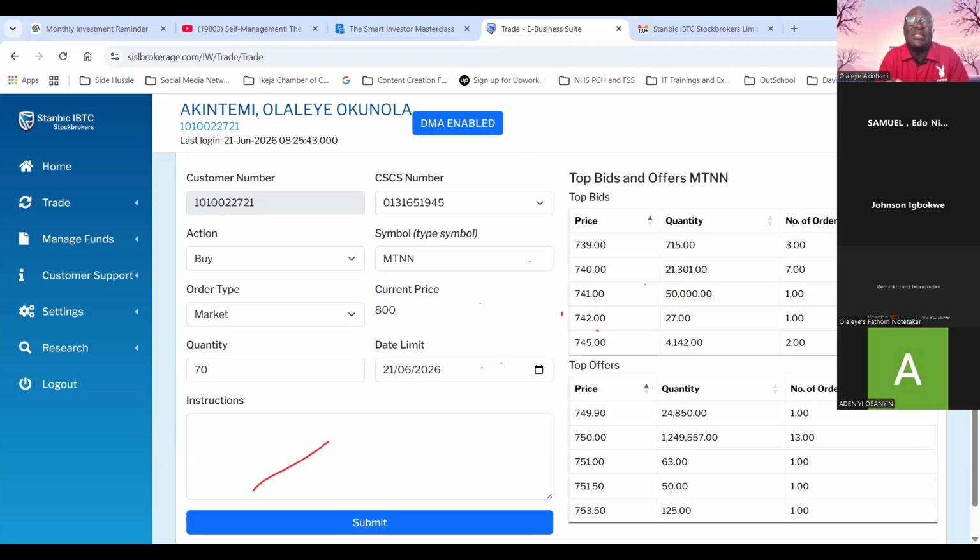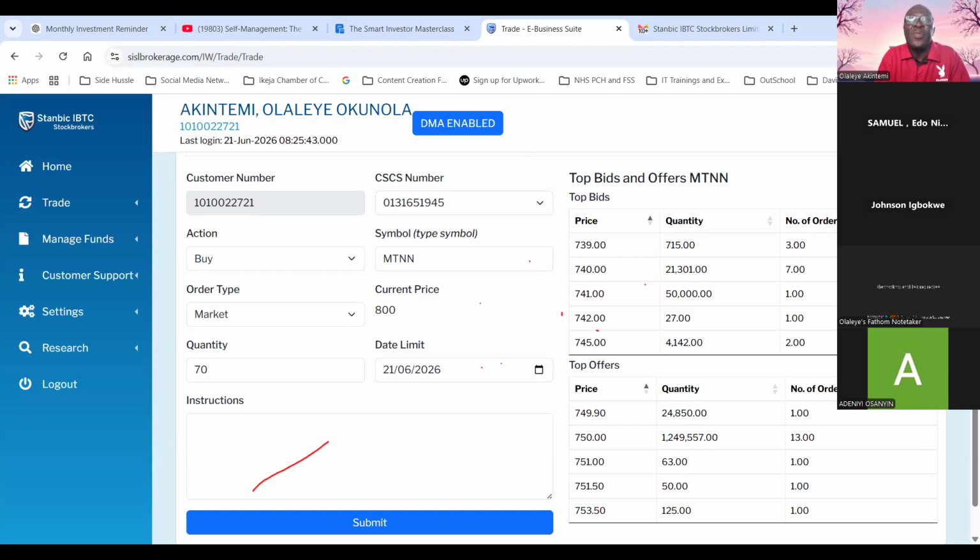Stanbic is licensed directly, whereas other investment apps like Bamboo and Afri Investor are under a major stockbroker. That's the difference. But in addition to that, the prices they charge for their fees will be different.